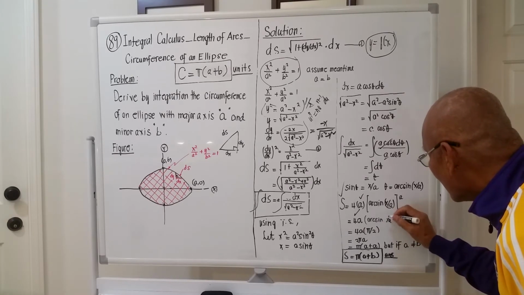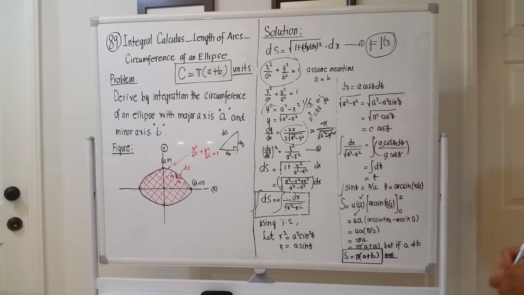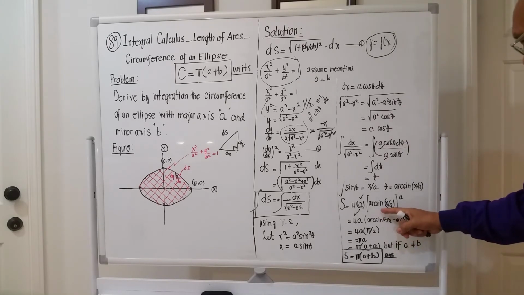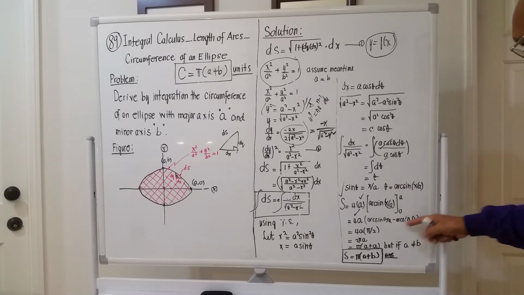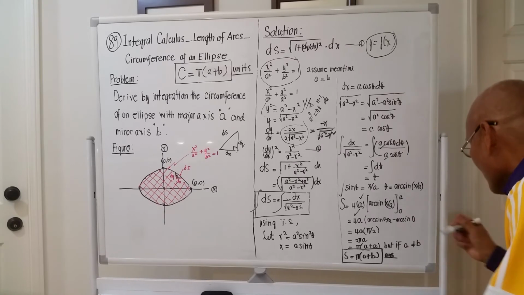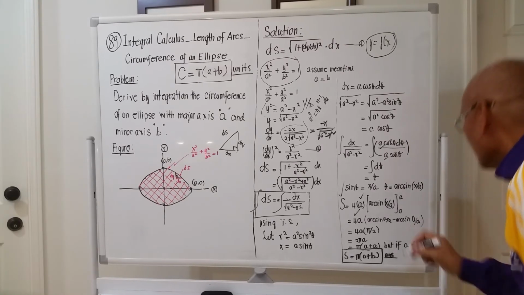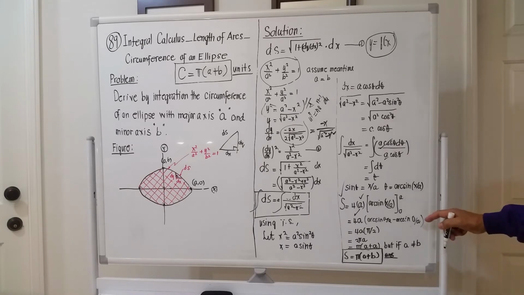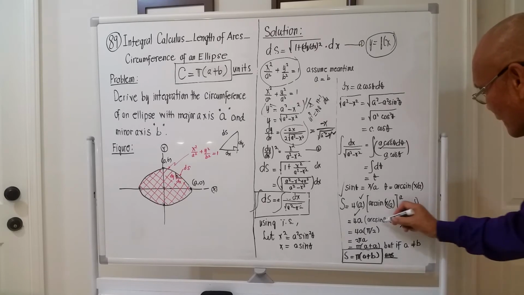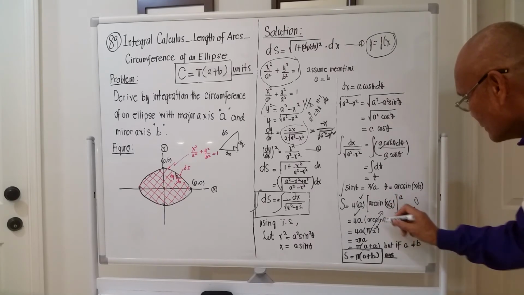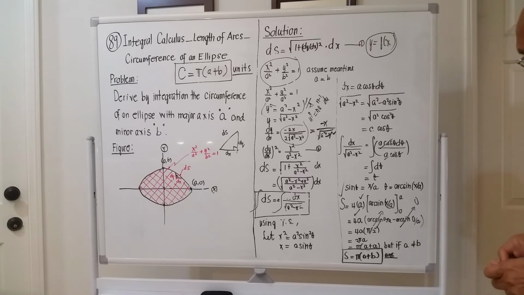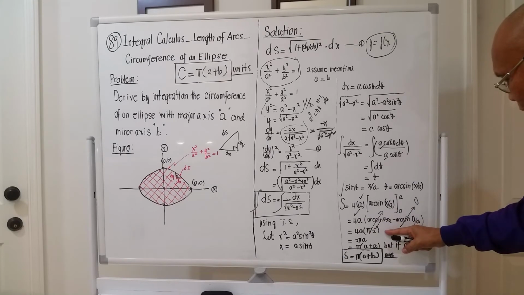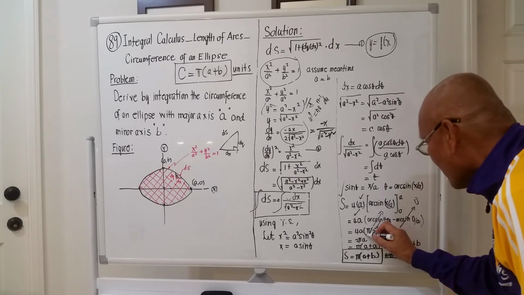I substituted the value of the upper limit over a. Upper limit will be arc sine of a over a. Lower limit will be arc sine of 0 over a, which is just 0. Arc sine of 0 will be 0. So this is 0. And the value of this is pi over 2. So after simplification, it will be 4a times pi over 2, and the resulting value will be 2 pi a.